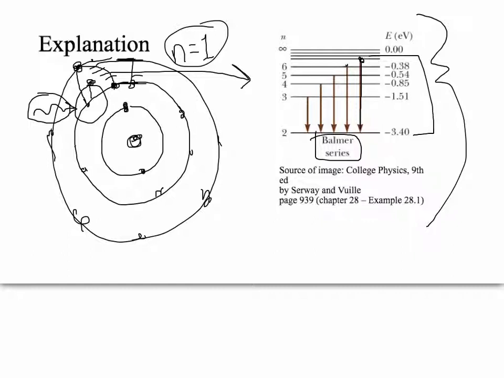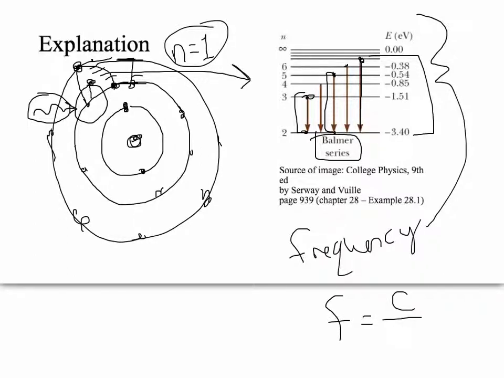If it drops from, let's say, the 5th energy level down to the 2nd energy level, it will emit that much energy. From the 3rd energy level down to the 2nd energy level, that much energy. And that energy is seen as a specific frequency of light. And if you remember, the equation for frequency is equal to the speed of light, c, divided by the wavelength of light. I don't really want to go into explaining why that works, but it's fairly simple physics.